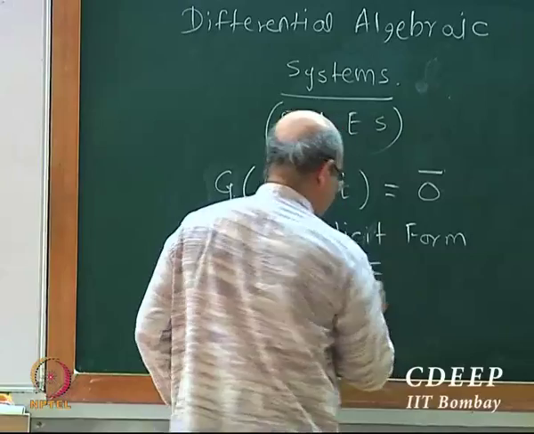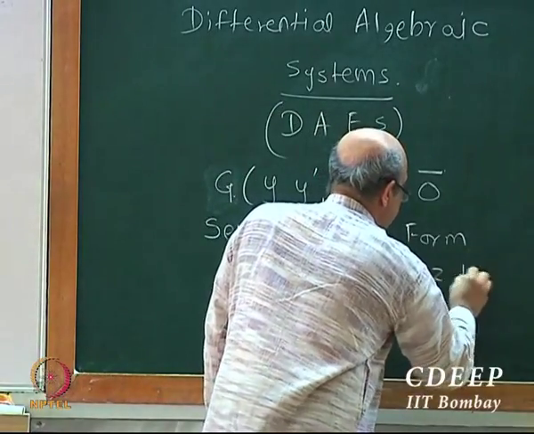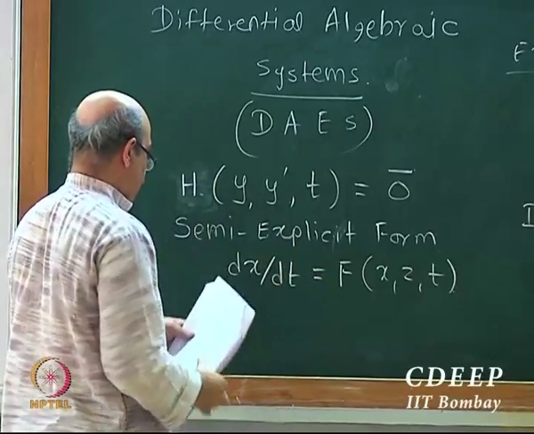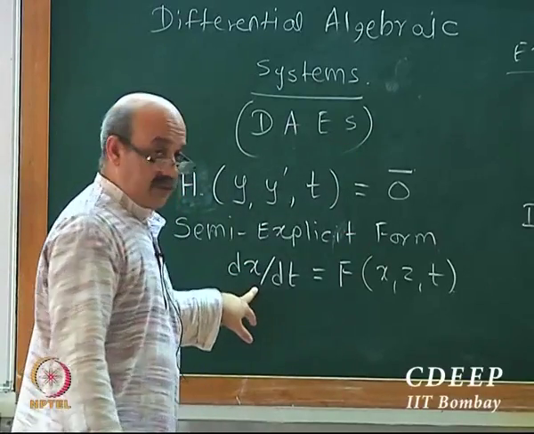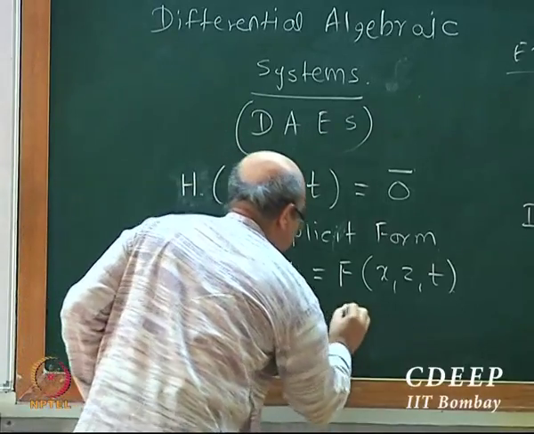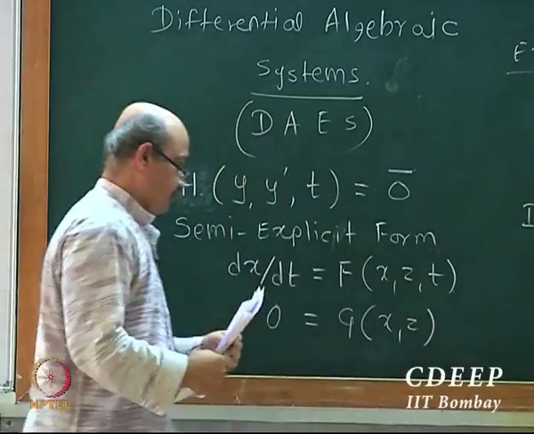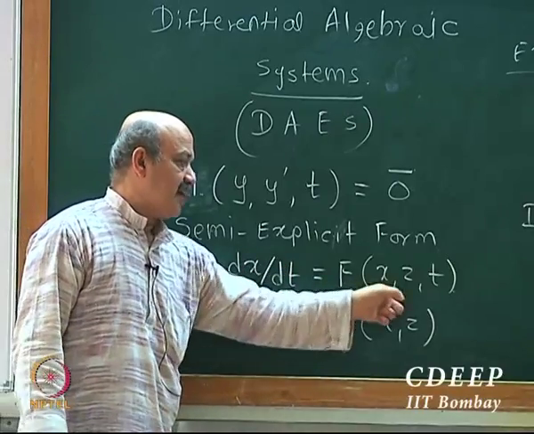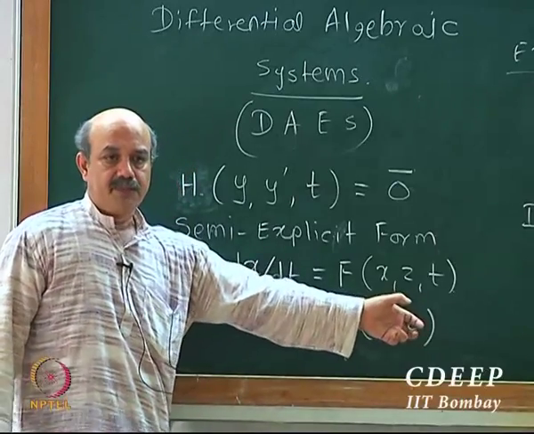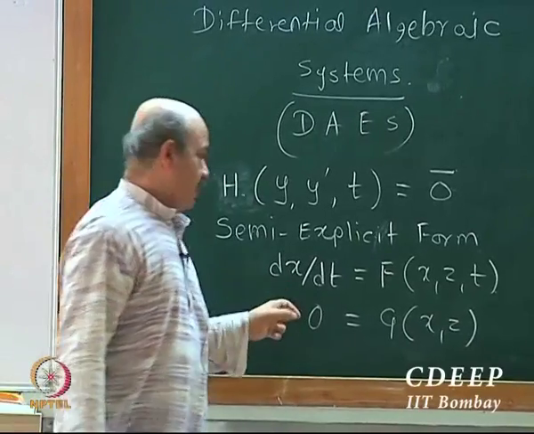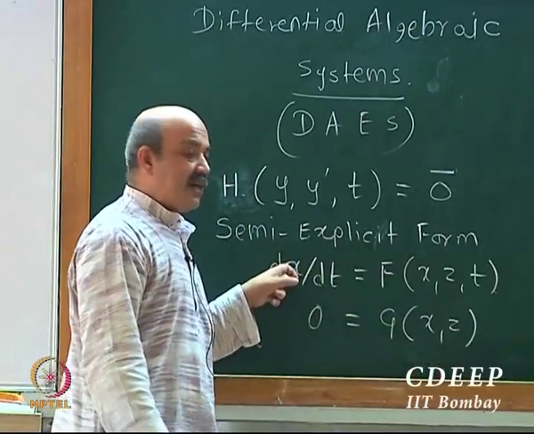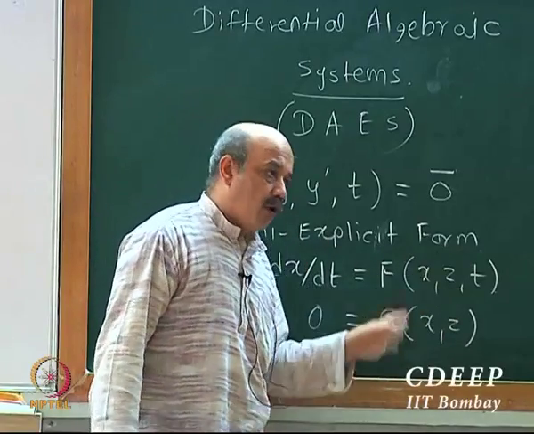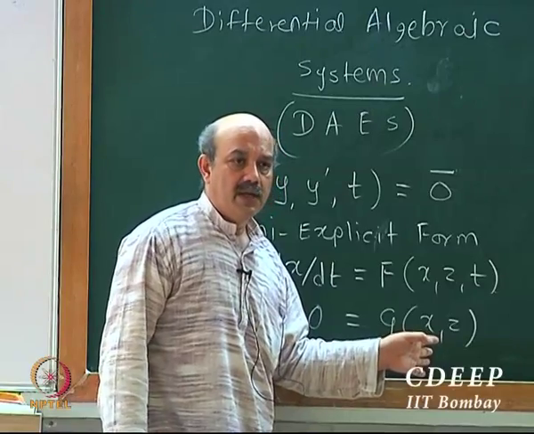Let's make this capital G, and because we have been using f for the derivative, x, z, t, no, one minute, not G. We'll use h here. h is some nonlinear function of y, y', and t, and then I can write a semi-explicit form, which is 0 equal to g(x, z). The flash equation you can rearrange into this semi-explicit form, dx/dt equal to f(x, z, t), and 0 equal to g(x, z), where x we call differential variables and z we call algebraic variables. Differential variables as in you get dx/dt terms. Algebraic variables because in the raw form you do not get derivatives of z.